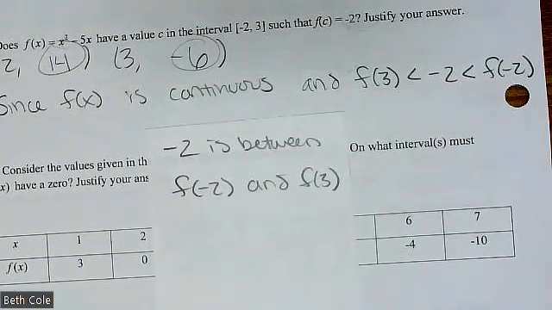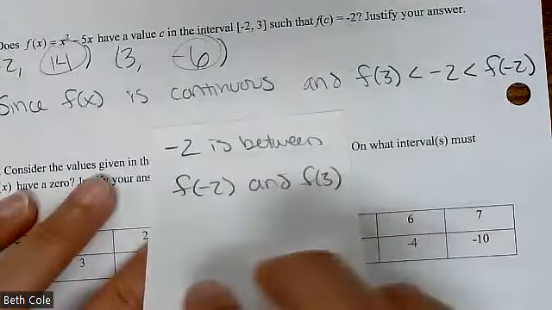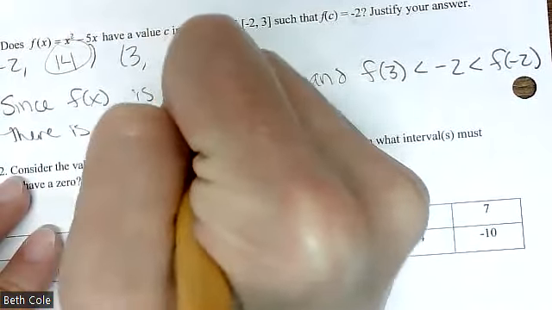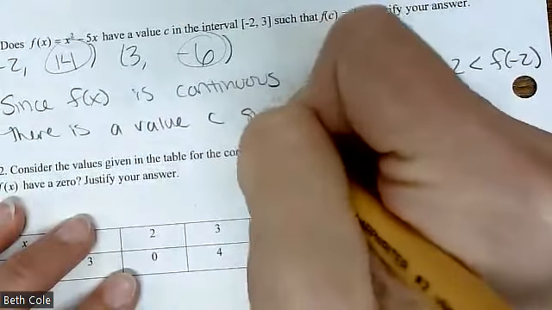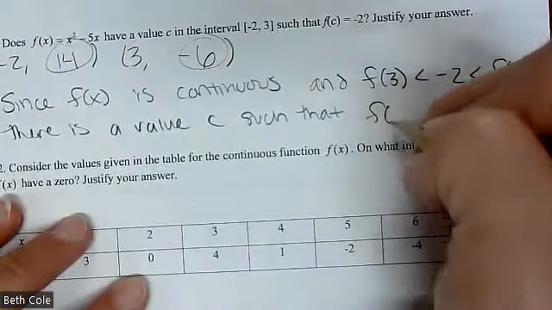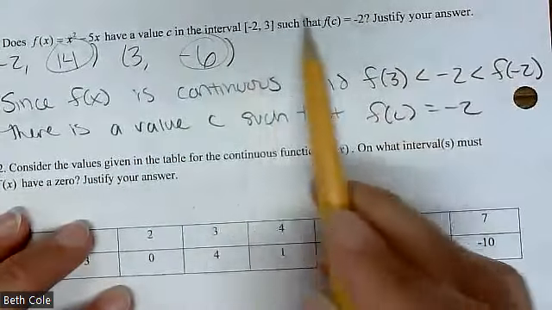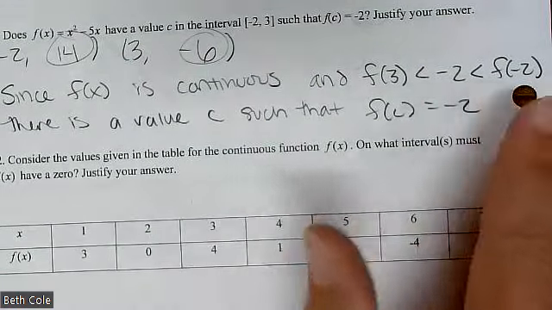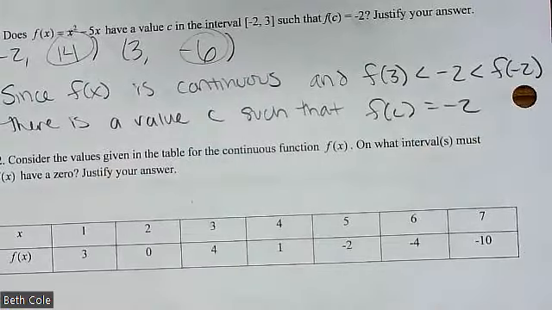So since f of x is continuous and -2 is between those, there is a value C such that, it's always fun to say such that, it makes you sound really proper. F of C equals -2. And you're basically just repeating the question. We talked about that too, didn't we? Like in English class, when you go to write the conclusion of your paper, you just repeat the prompt. Did I bring that up? Yeah, like just repeat the question back at itself, okay? Since the function is continuous, -2 is in between, it exists.